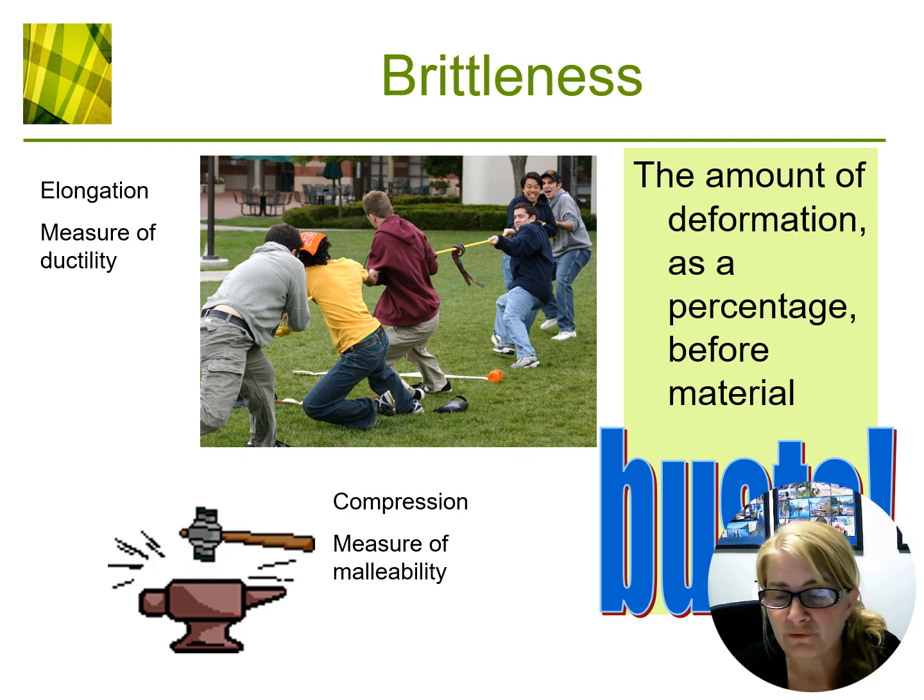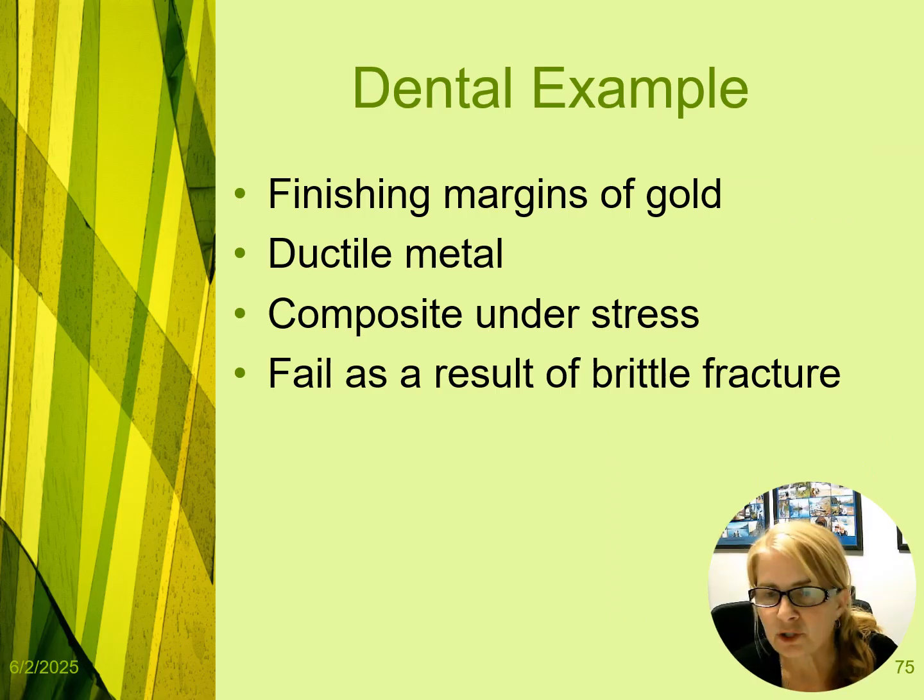The amount of deformation as a percentage before the material busts has to do with the measure of ductility, the measure of malleability, and the actual yield strength at which it busts or breaks. So dental examples are finishing the margins of gold. Gold is a ductile metal. It's got good compressive strength. So we've got a lot of room for compressive stress and pressure to be applied.